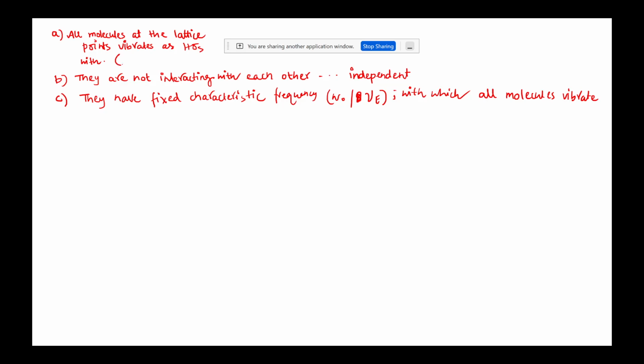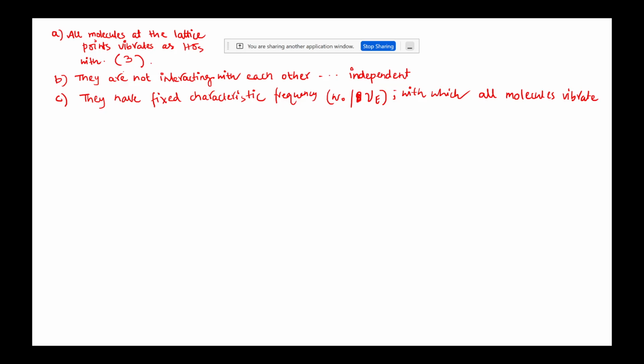Okay. So there are flaws with these 3 points. What will be the degrees of freedom for each vibration? That will be 3, right? So 3 vibrations, 3 degrees of freedom. So the first point, all molecules vibrating, is quite true for the advanced model, which is Debye. But there are a few things which are different.